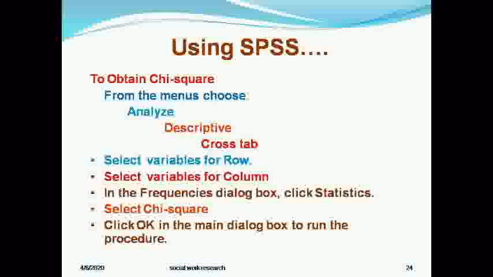Now, just to summarize how to use SPSS to obtain this chi-square: from the menu, choose Analyze, then Descriptive Statistics. Under Descriptive, choose Crosstabs, then select the variables for row and the variables for column. In the dialog box, click Statistics, select chi-square, and click OK in the main dialog box to run the procedure. If you follow this procedure in SPSS, you find the chi-square value.